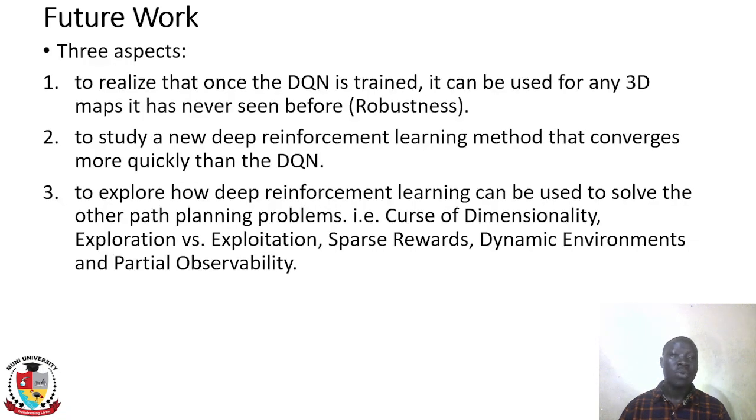And our next works are in three areas. One is to realize that once the DQN is trained, it can be used for any three-dimensional map it has never seen before. That is robustness. Another is to study a new deep reinforcement learning method that converges more cleanly than the DQN. And the third one is to explore how the DQN can be used to solve other path planning problems. With all this in mind, I can say thank you for your attendance.